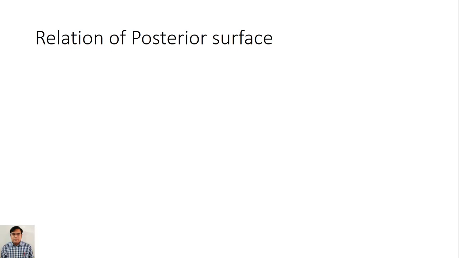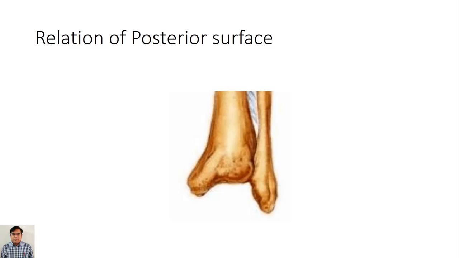Now the relation of the posterior surface. As I have told you, on the posterior surface there is a groove which lodges the tendons of peroneus longus and brevis. So this is the tendon of peroneus longus, and this is the tendon of peroneus brevis.